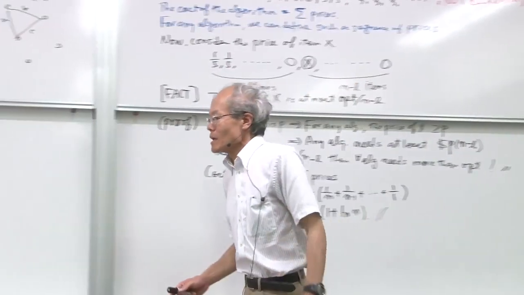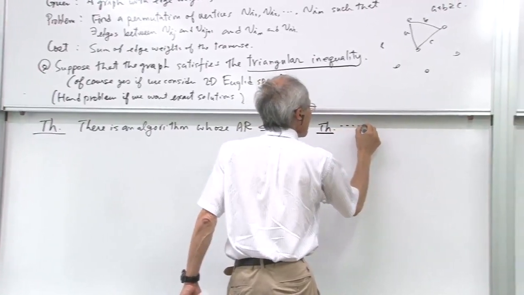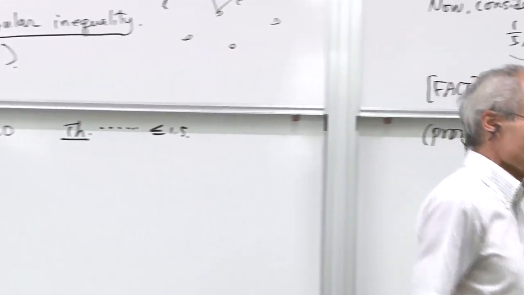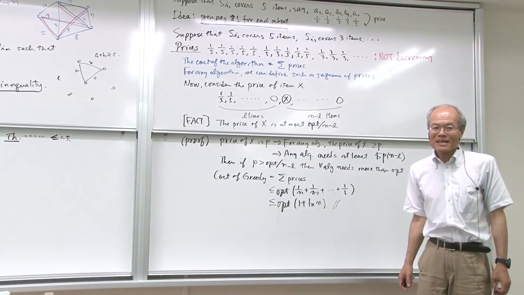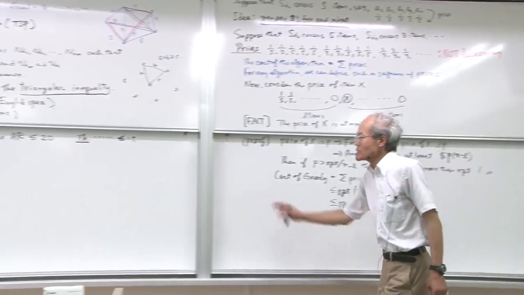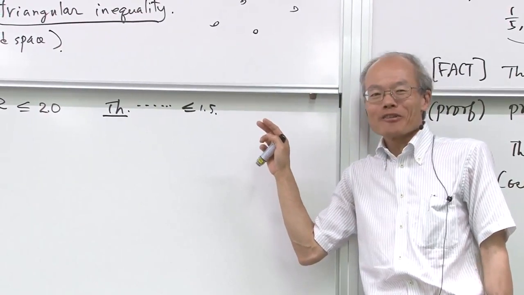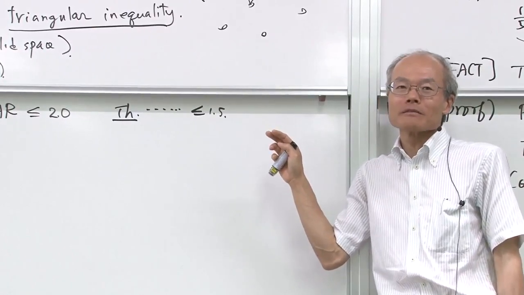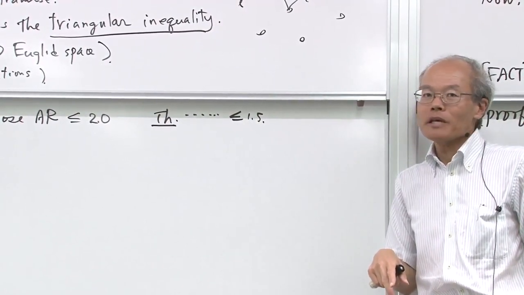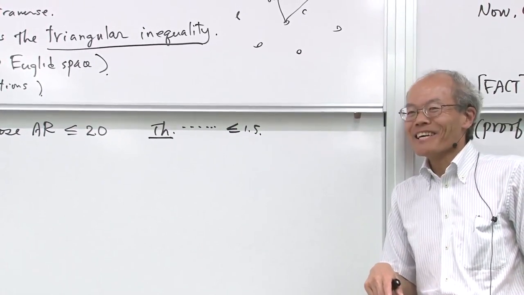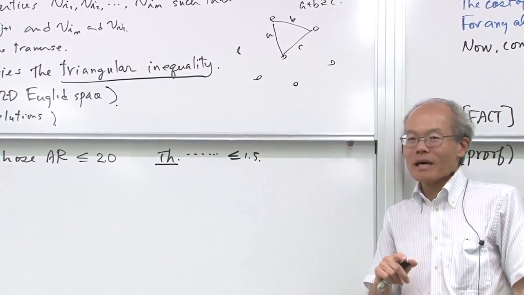Actually, there's another one. We can also prove that we have an approximation algorithm whose ratio is at most 1.5, better than 2.0. And surprisingly, this theorem is not very difficult at all. If you visit a good algorithm textbook, then probably you can come across this algorithm. It's quite famous. Maybe you need a couple of hours to understand it. It's not that difficult, but you need some preparation.